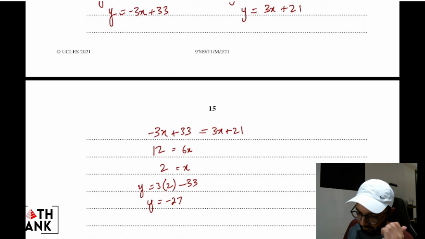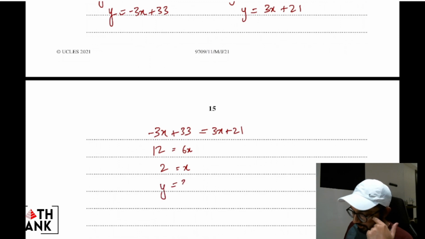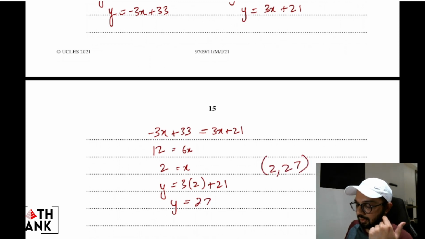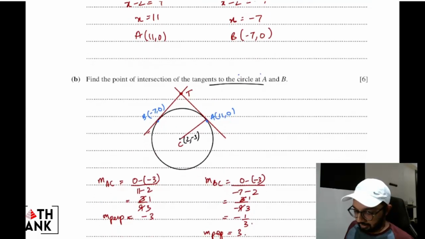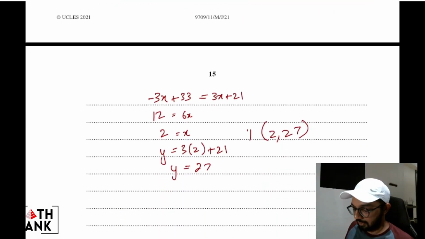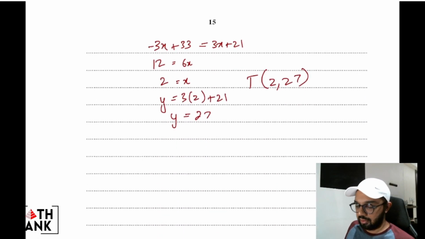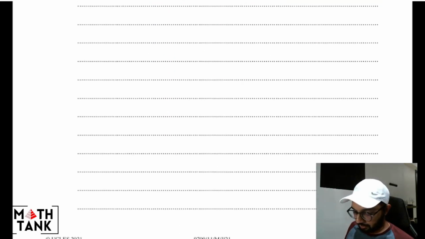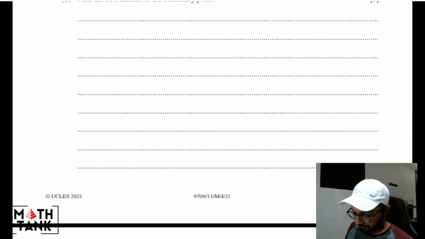So 6x equals 12. Now this needs to be done again. y equals 3 times 2 plus 21. That's 27. So 2 comma 27 is the coordinate. It says coordinate point of intersection, so I'm going to call that T. Okay, so that's another question down. Let's solve one more.